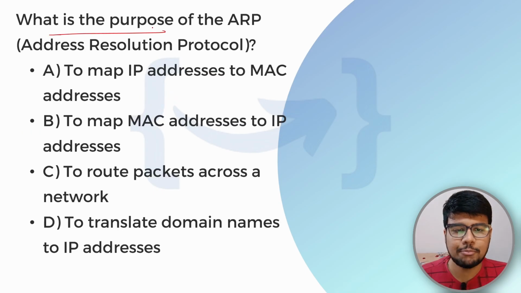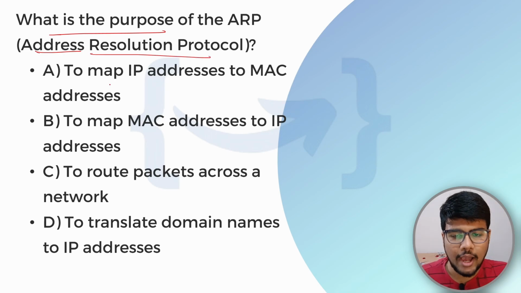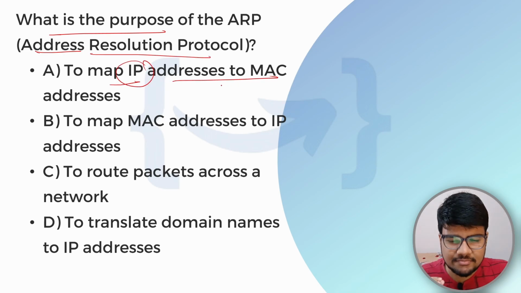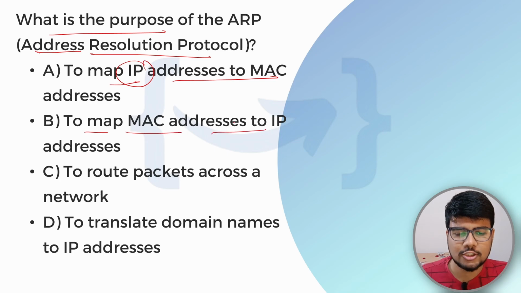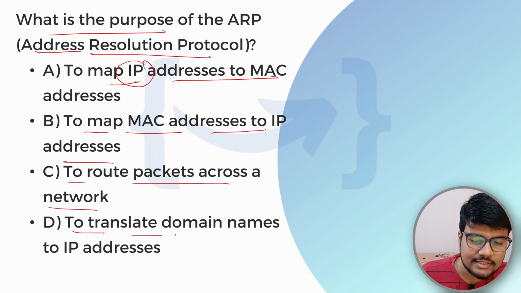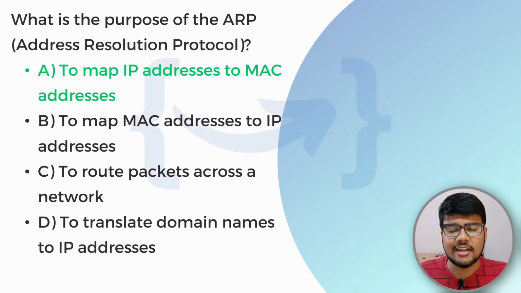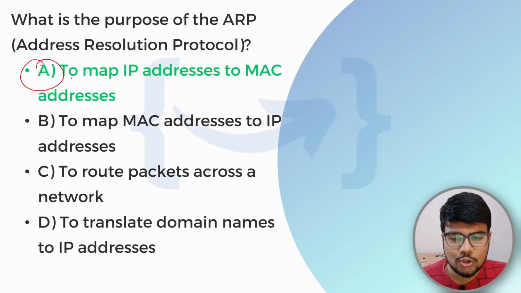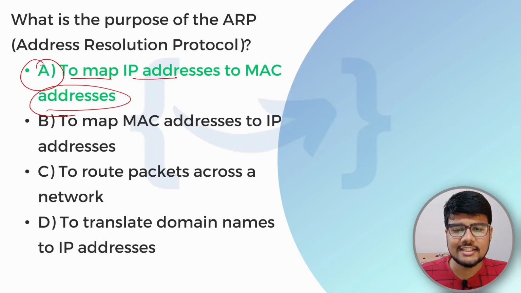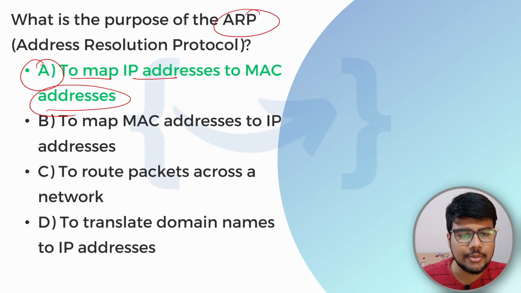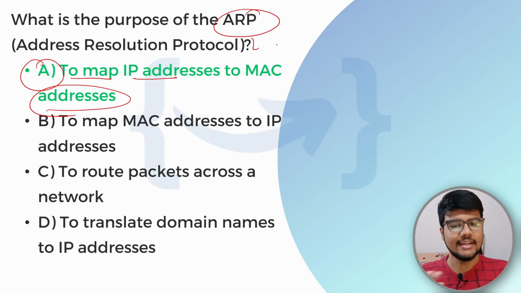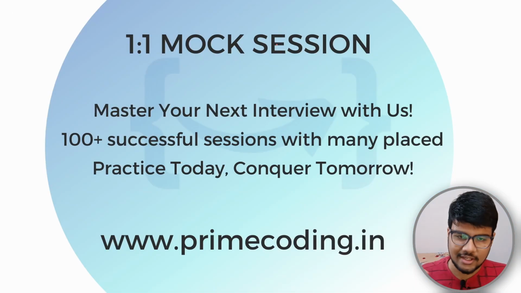Congratulations. So what is the purpose of ARP, which is Address Resolution Protocol? To map IP address to MAC address, to map MAC address to IP address, to route packets across a network, or to translate domain names to IP address. Do you think translating domain names to IP address makes any sense? No, but the right answer is A, guys, A. To map IP address to MAC address is basically the purpose of ARP, and this is a networking topic. Great. So +1 mark if you have marked this question right.